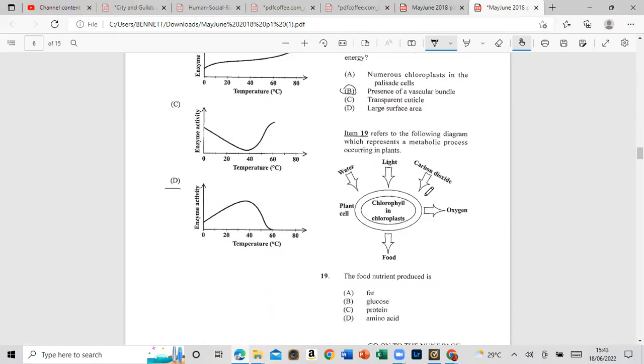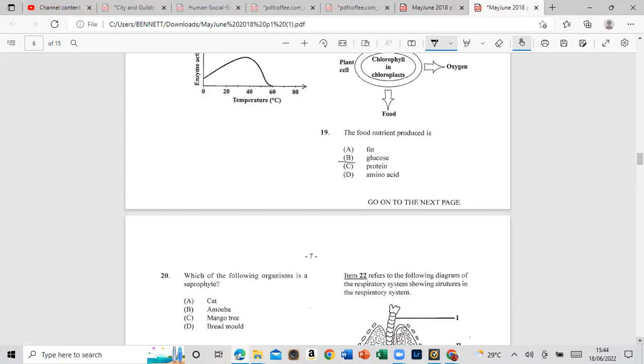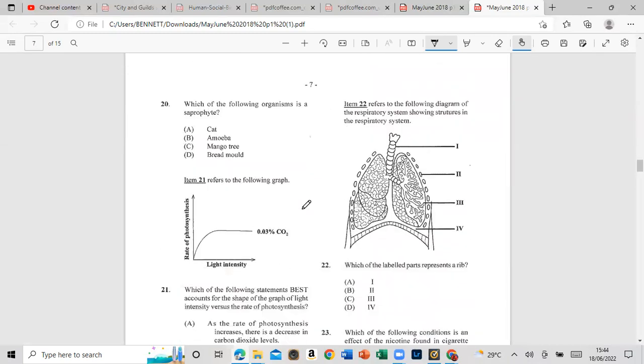Number 19 refers to the following diagram, which represents the metabolic process occurring in plants. And they have the chlorophyll in the chloroplast, the plant cell, the oxygen, the carbon dioxide, and the food that is produced. The food nutrient produced is it fat, glucose, protein, or amino acid? And that would be C6H12O6. And that is glucose. So that's photosynthesis happening right here, the process by which plants make their own food, and we humans eat it up. All right, so let's move on to number 20.